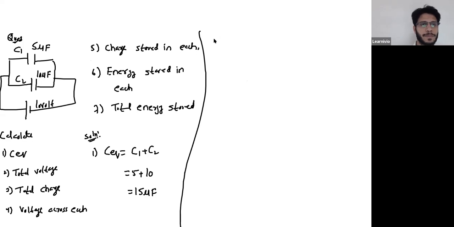Second part. After C equivalent, the next is total voltage. So, Fatima, what is the total voltage across the circuit? 10 volt. Jibena, what is the total charge stored in the circuit? Q1 plus Q2, or any other method? C1 V1 plus C2 V2, or C1 E plus C2 E, or C equivalent V. You can directly calculate it using C equivalent V.